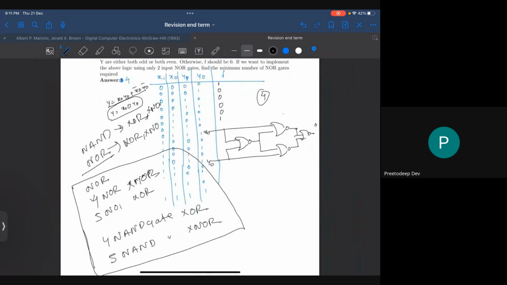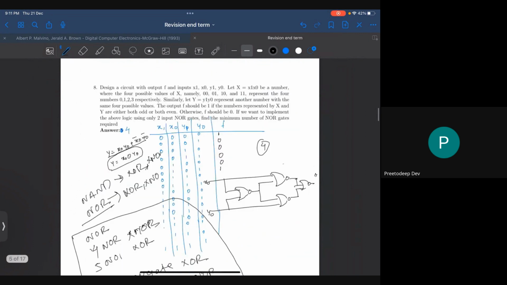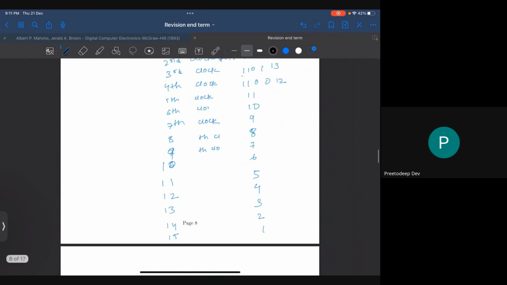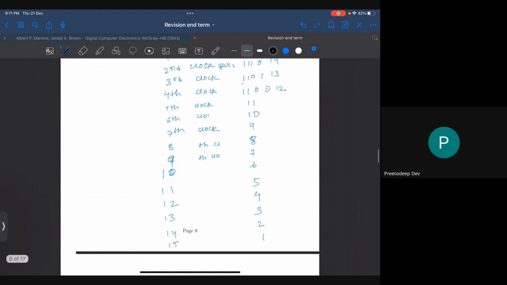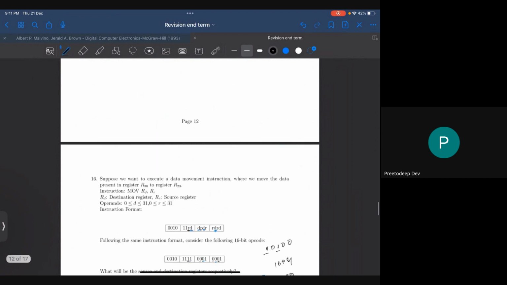Okay, so any doubt? Any question? This counter question, I'll create one post in the discourse and share it with you. Also the clock pulses question. Any doubt in any questions?